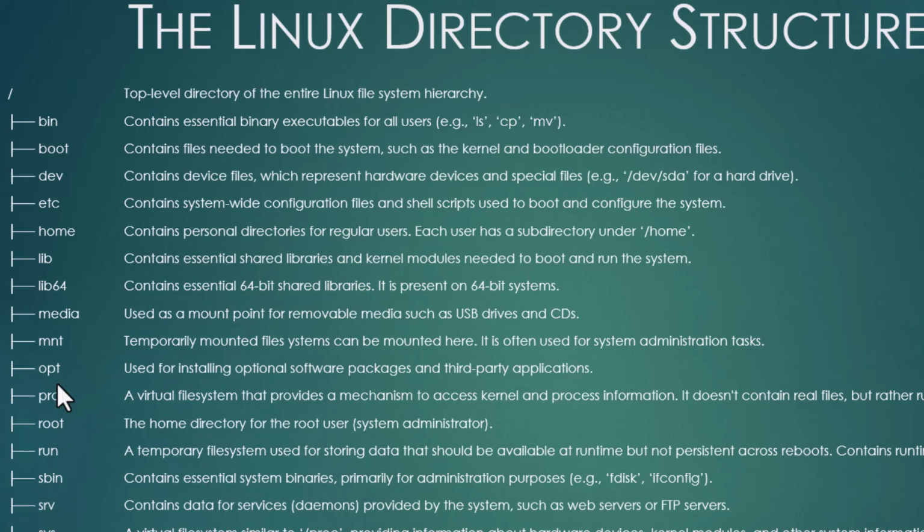Now this thing, opt, is a directory called opt. It stands for optional. It contains optional software packages, third-party applications that you might install on the Linux OS. This one is called proc. It stands for procedure. And what it means is that we can access and look at what's running in the kernel. This is a very interesting directory.